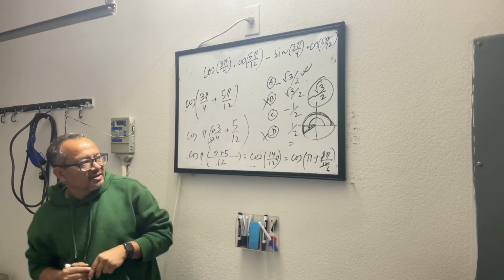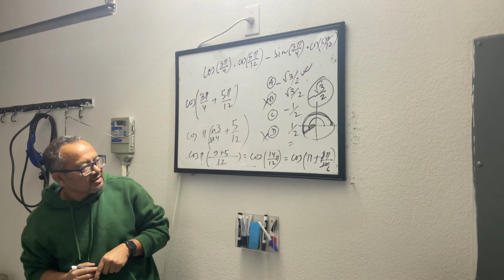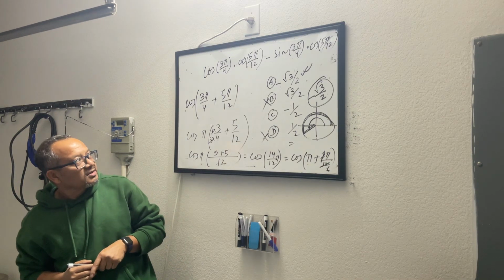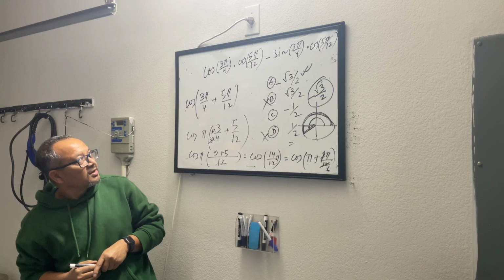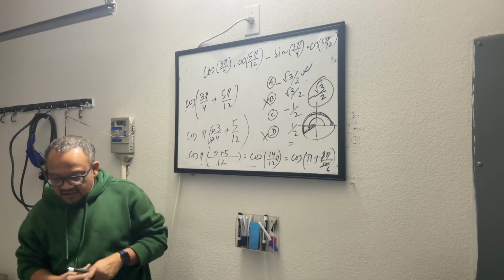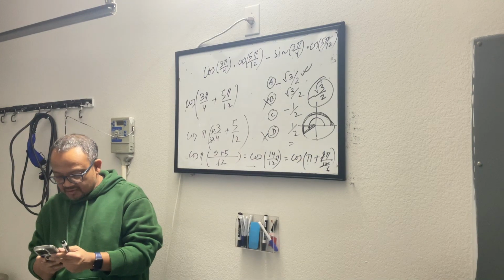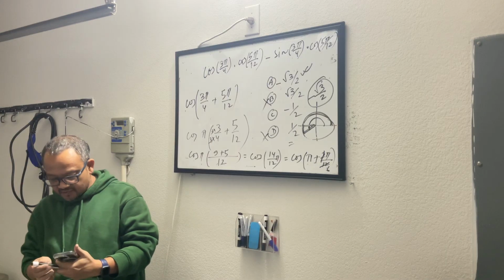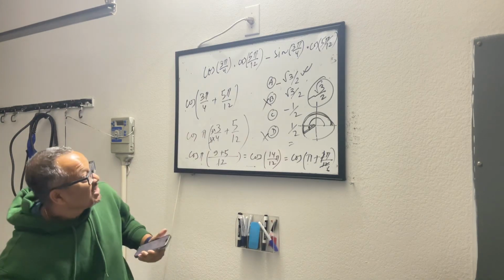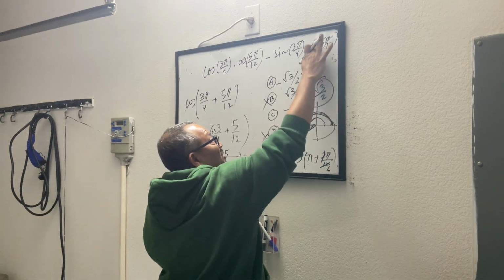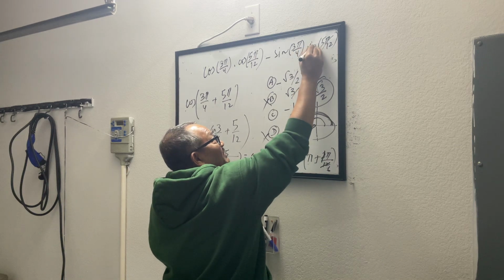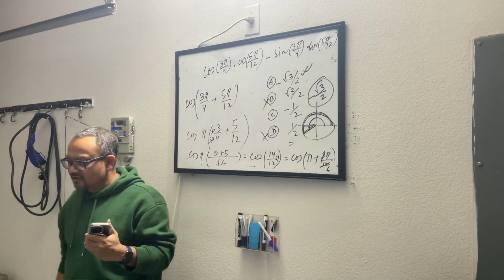Cos A plus B, wouldn't it be cos A times cos B minus sin A times sin B? Did I write the question incorrectly? Let me read the question one more time. You are putting me on the spot. Yes, you are actually right. So, David read my mind, not the board.